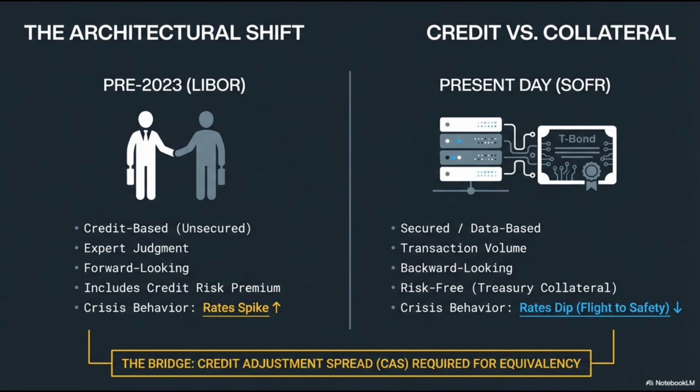We have officially moved from the credit era to the collateral era. On the left, you see the old world, LIBOR. It was based on expert judgment, essentially banks guessing their borrowing costs. It was unsecured and spiked during crises. On the right is our reality today. SOFR. This is transaction-based. It uses treasury collateral. It's risk-free. Crucially, in a crisis, SOFR rates tend to dip because everyone rushes to the safety of treasuries. This shift changed the very DNA of how money is priced.